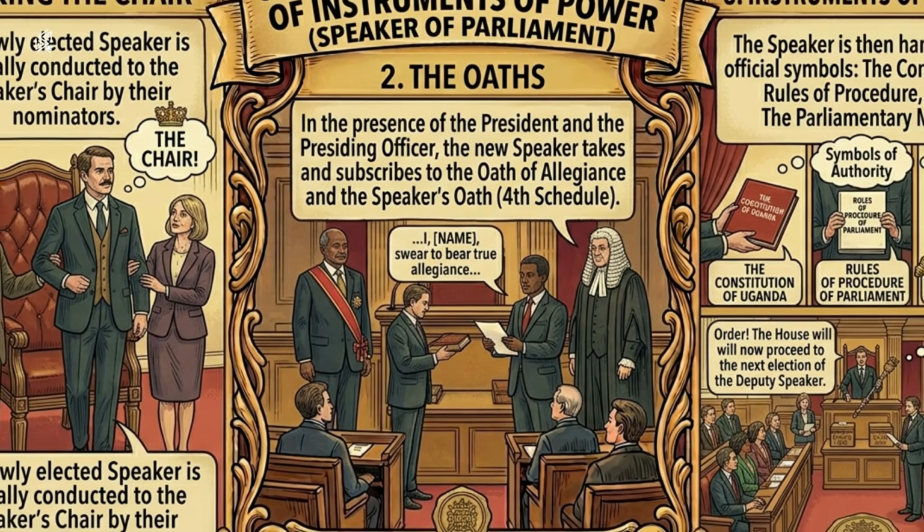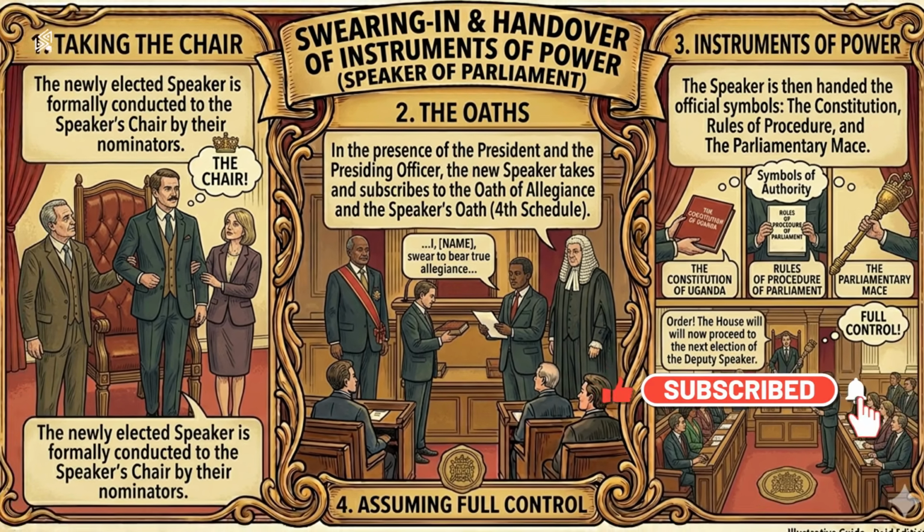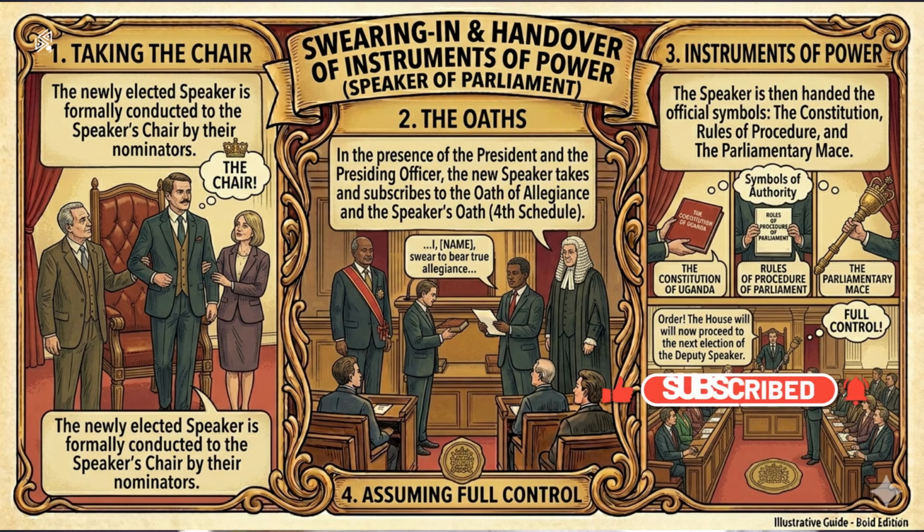Step 7. Swearing in and handover of instruments of power. Taking the chair: the newly elected Speaker is formally conducted to the Speaker's chair by the nominators. The oath: in the presence of the President, if attending, and the presiding officer, the new Speaker takes and subscribes to the oath of allegiance and the Speaker's oath as prescribed in the 4th Schedule of the Constitution. Instruments of power: the Speaker is then handed the official symbols of authority: the Constitution of the Republic of Uganda, the rules of procedure of Parliament, and the parliamentary mace, that's the symbol of the House's authority.